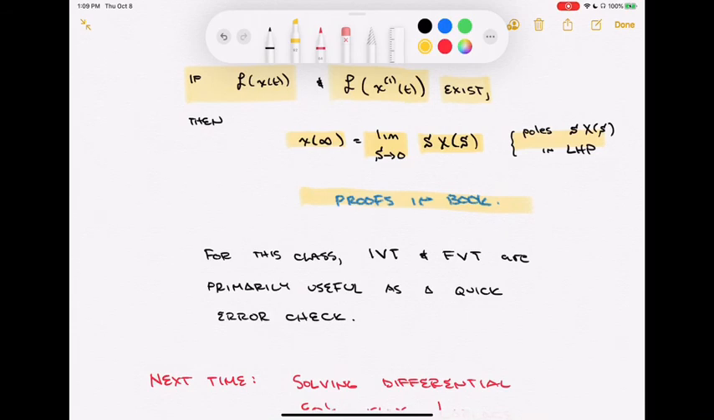The initial value theorem and final value theorem really are primarily useful as a quick error check. I'll give an example of that here in a second. If you go on and take the controls class, you'll use more interesting applications of the initial value theorem and the final value theorem.